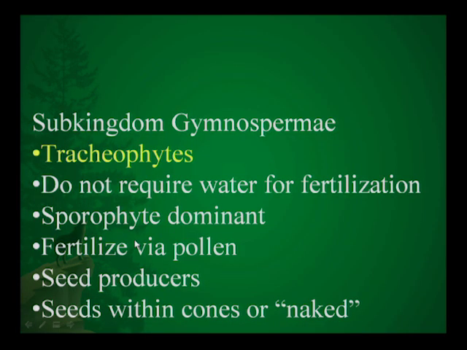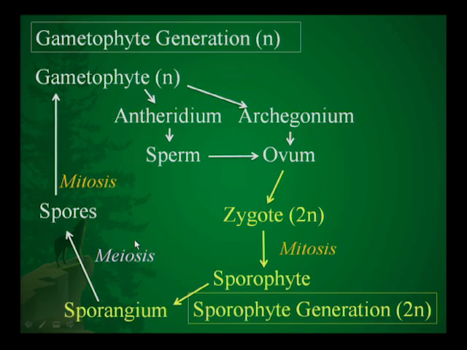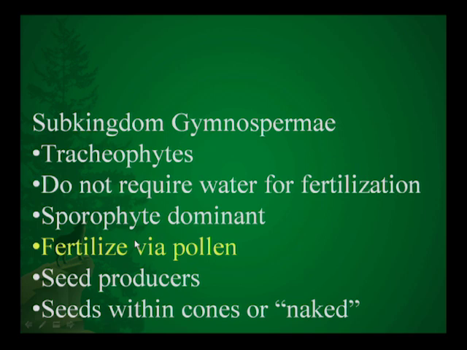Okay, so as we look at characteristics of the subkingdom Gymnospermi first, they are tracheophytes, so they are vascular plants. They do not require water for fertilization because they're going to use pollen. They're sporophyte dominant, so when you look at a lodgepole pine, you're looking at the sporophyte. And again, we'll be back in this life cycle over and over and over again and coming back to that. They fertilize via pollen, as I already mentioned.